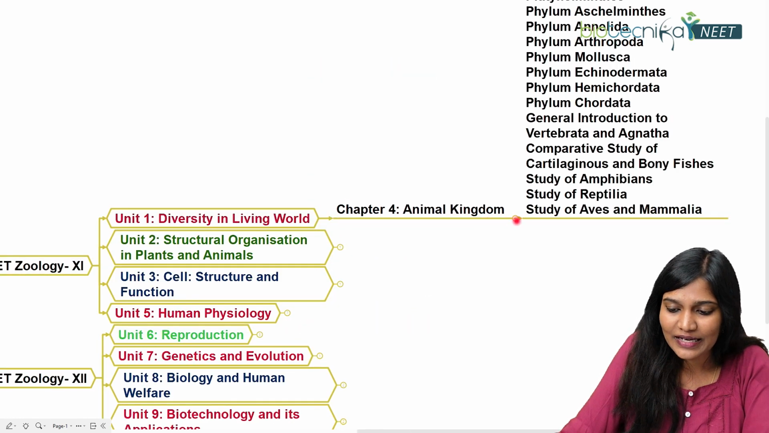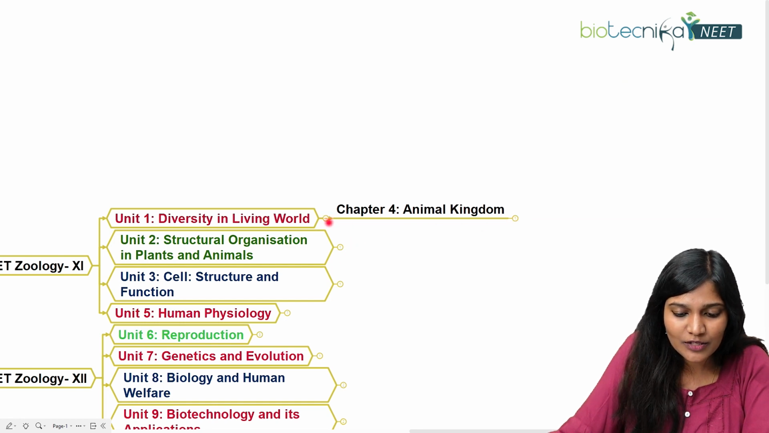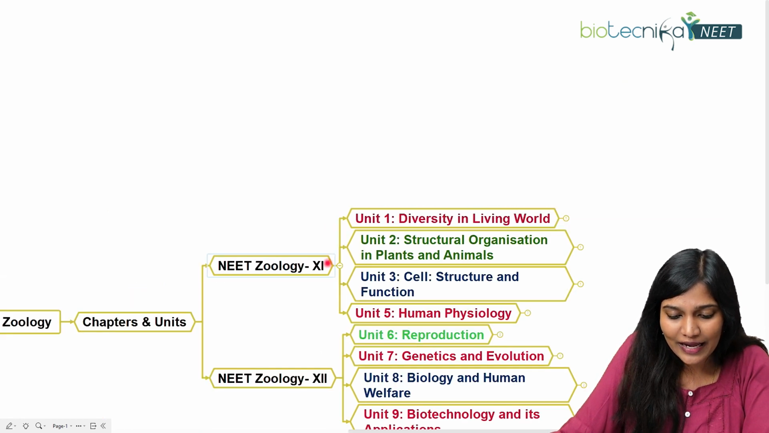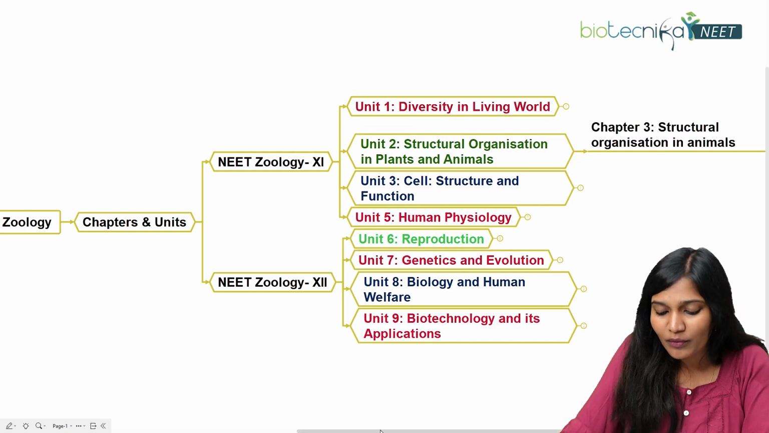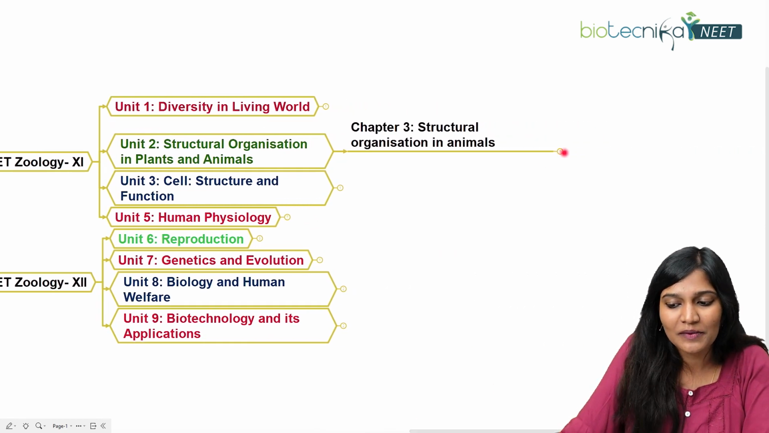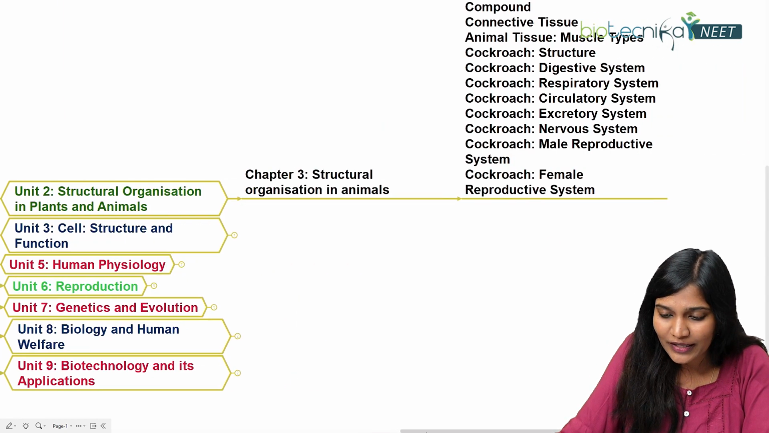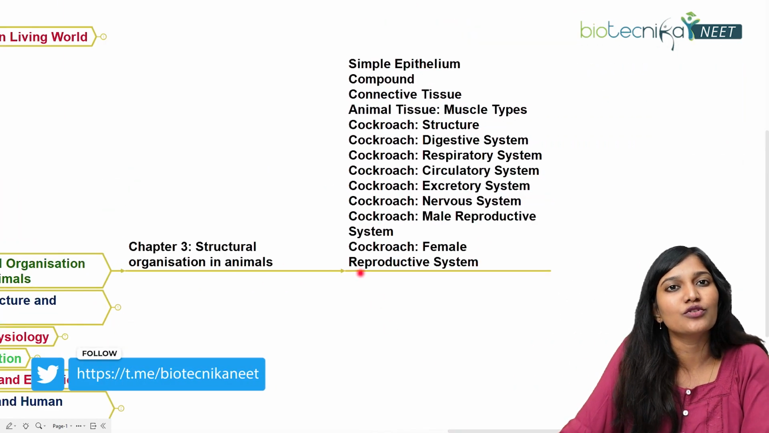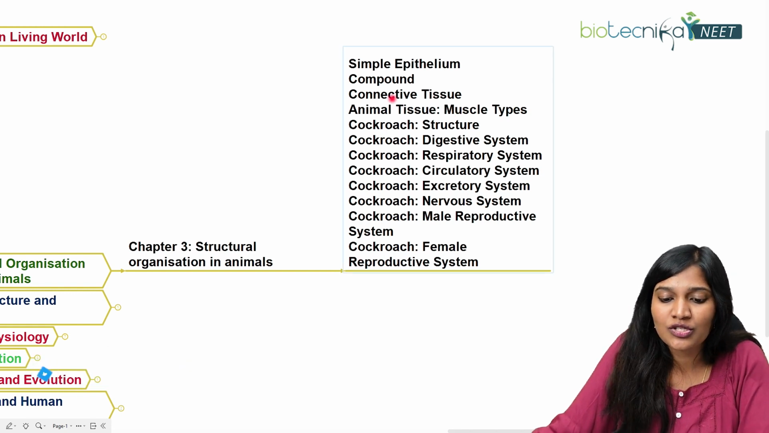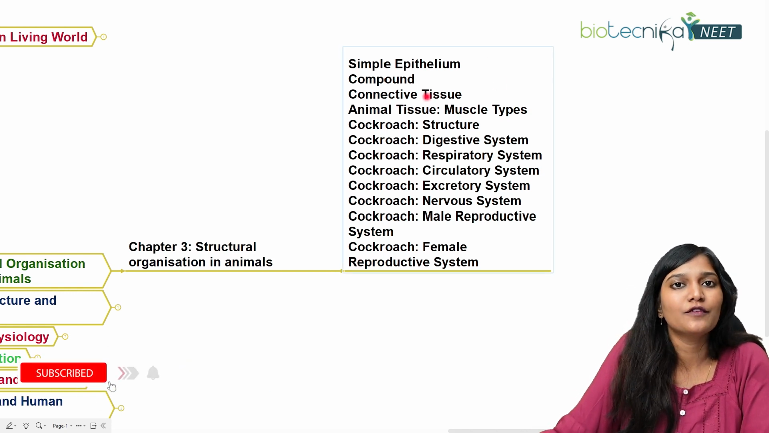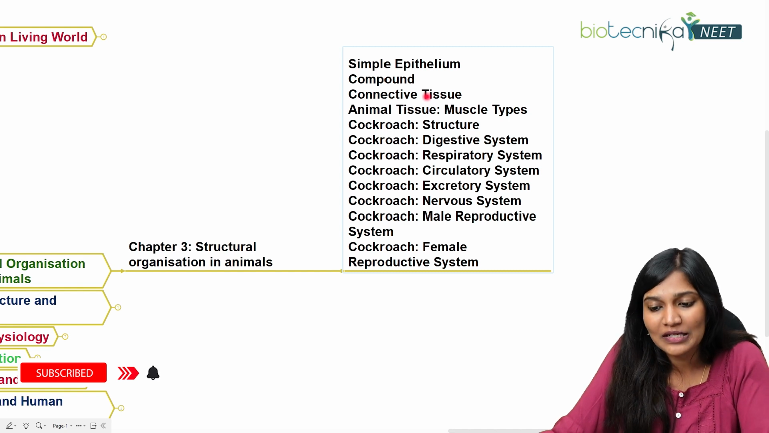So animal kingdom is going to be unit number 1, which is diversity in the living world. The second is going to be structural organization in animals. This is one of the important units, a basic unit I can say. Here you will be studying all the tissues very specifically. We'll be talking about the epithelial tissues, the simple tissues, compound tissues, stratified tissues, connective tissues.